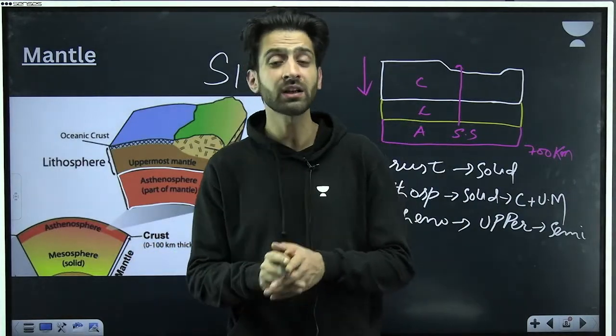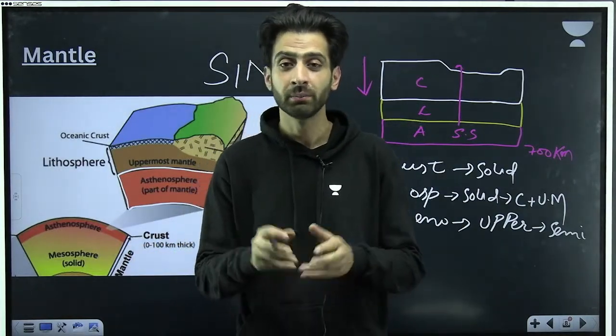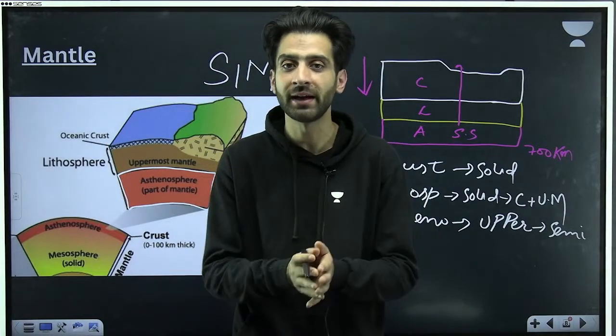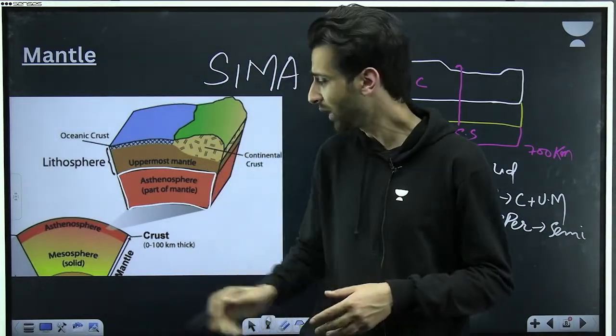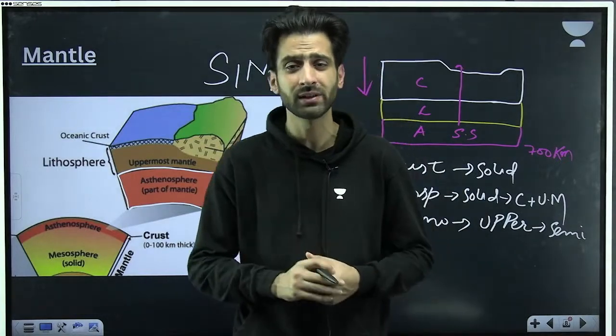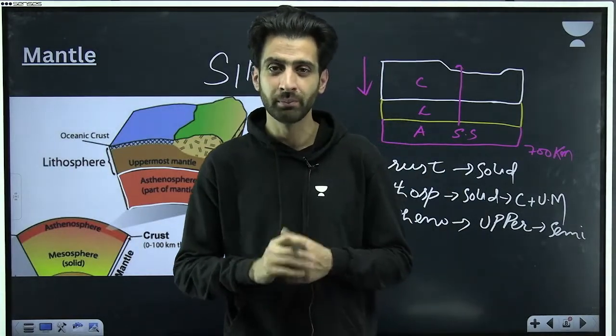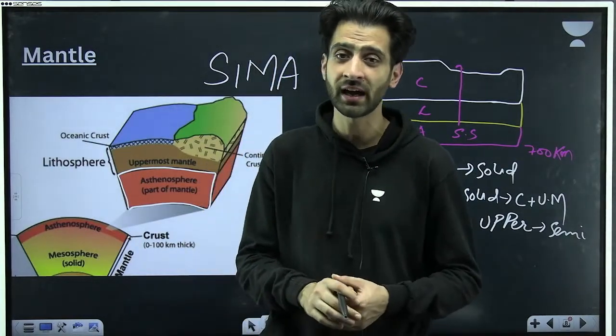Very interesting, because up until now we were learning that because of high temperature, the rocks are melting and it is getting converted into semi-solid layer. But now why is the lower mantle then again in the solid state? Why is it not semi-solid? Because the pressure is increasing again.